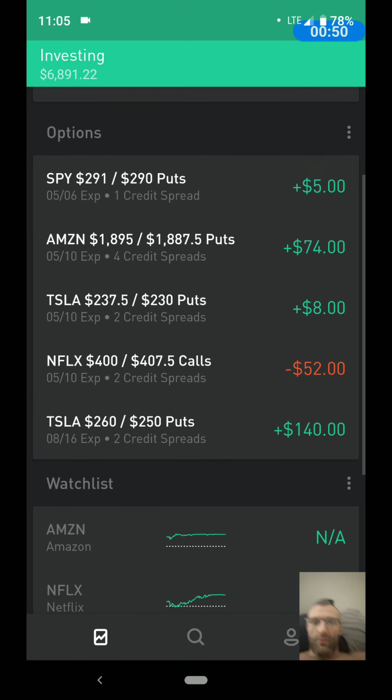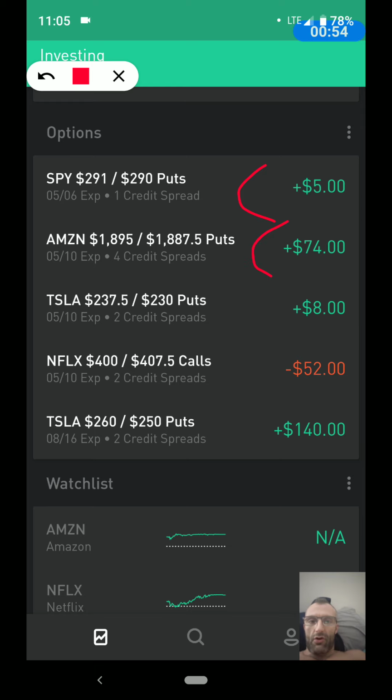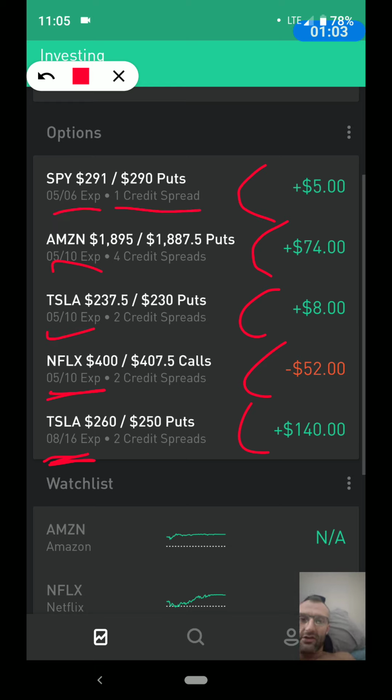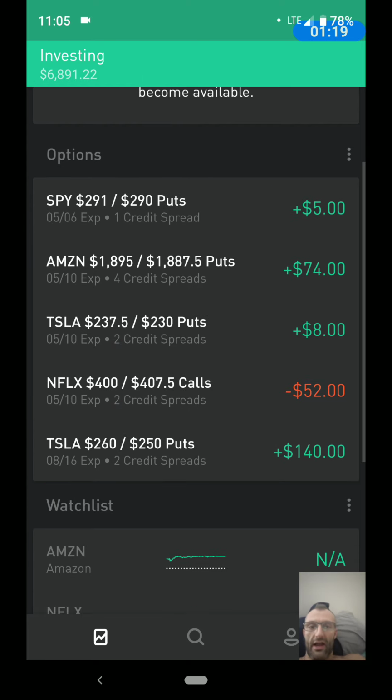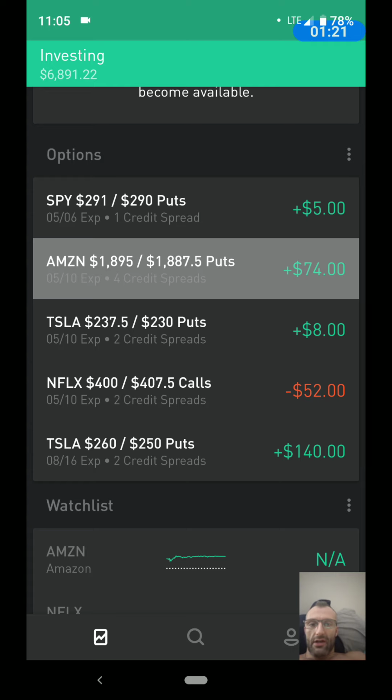Now, when we come down here, these are the positions that are open. And if you look at them, here it tells you when the expiration date is for each set of contracts. It tells you the number of contracts right here, and right up above that it tells you what it is. It's a Tesla 237.50 to 230 put. So that's a put spread on there. And then you can click on any one of these. So let's check out this Amazon one right here.